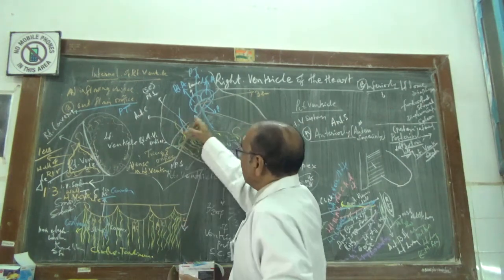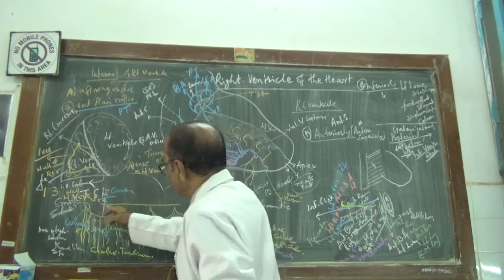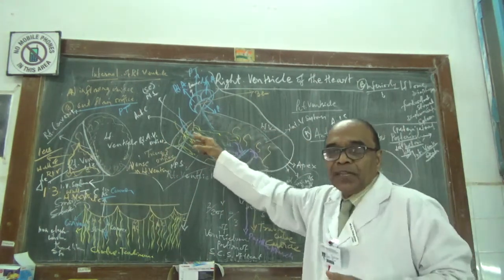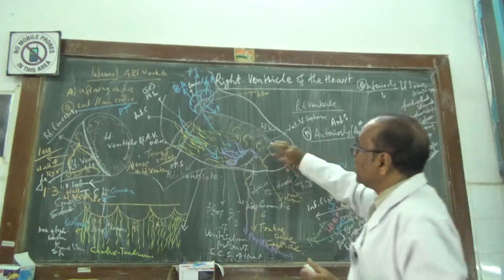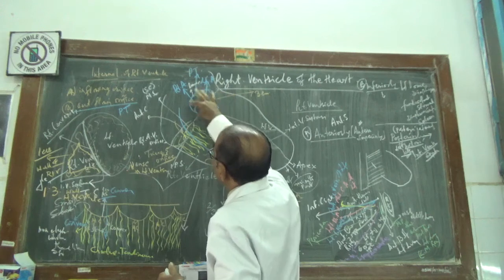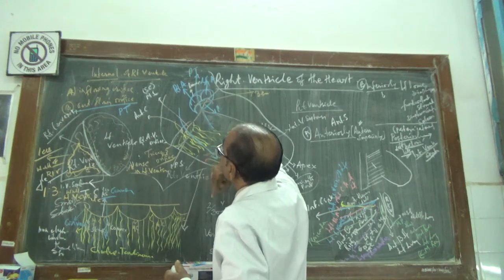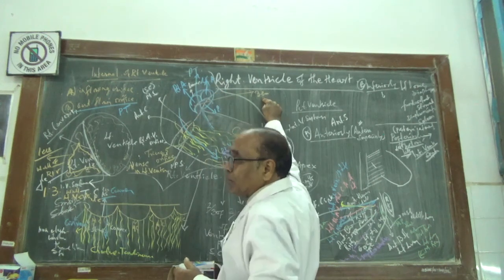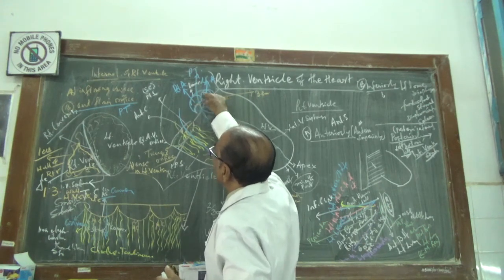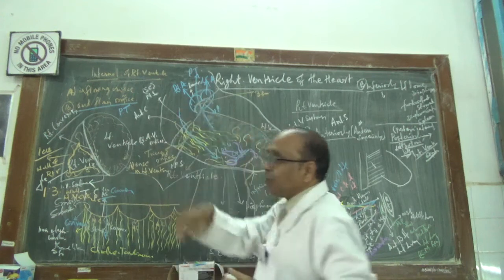Then when you will be telling the inflowing orifice, you have to tell that 3 to 4 fingers can admit in that. Then you have to have the outflowing orifice of that right ventricle, where the diameter is 3 centimeter. It has got the two cusps, anterior 2, right and left, posterior 1.